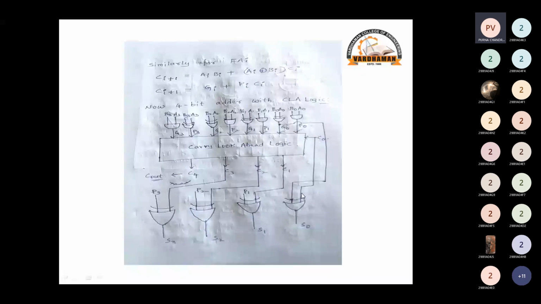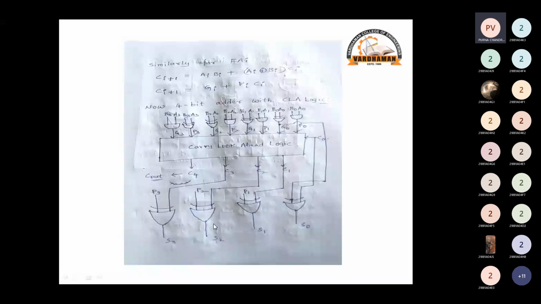For S naught, what we require is P naught. What is P naught? P naught is equal to A naught XOR B naught. So S naught is A naught XOR B naught XOR C naught. For S1, P1 XOR C1. What is P1? P1 is equal to A1 XOR B1. So that is A1 XOR B1 XOR C1.